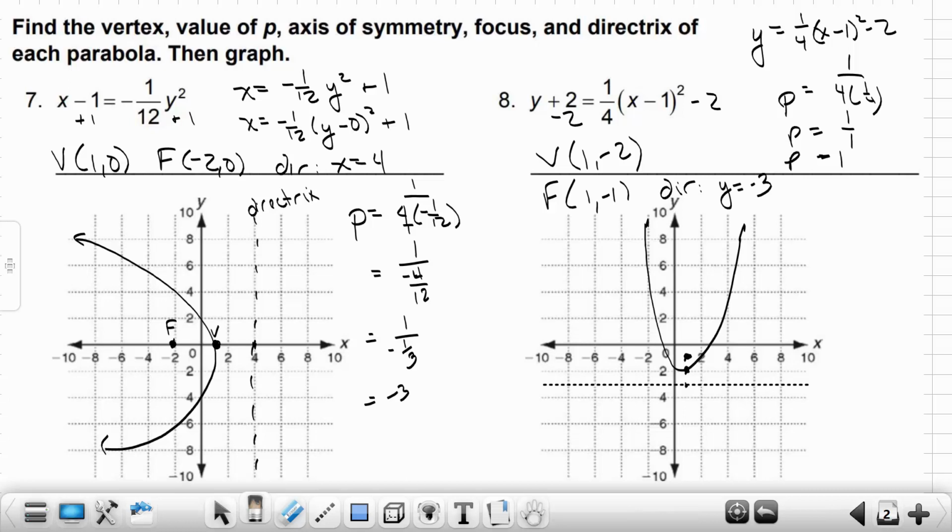The further away your focus is from the vertex, the wider the parabola is.